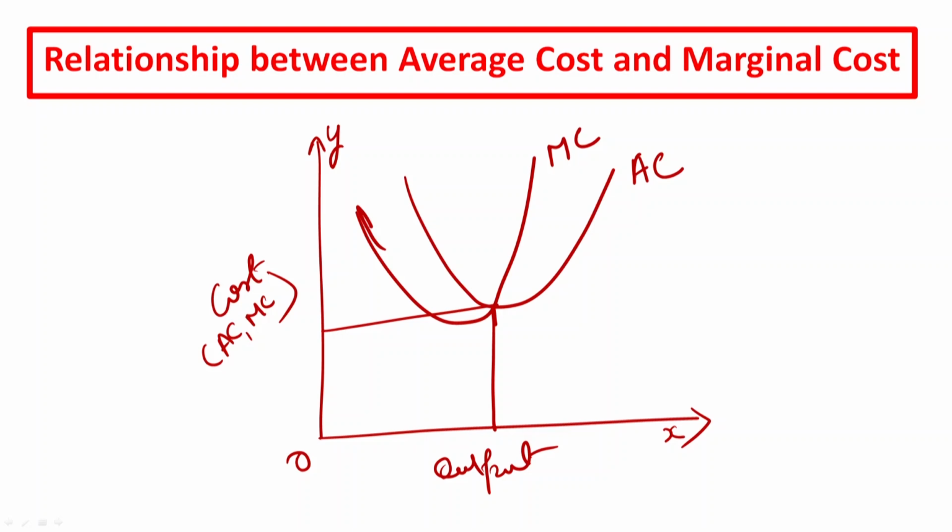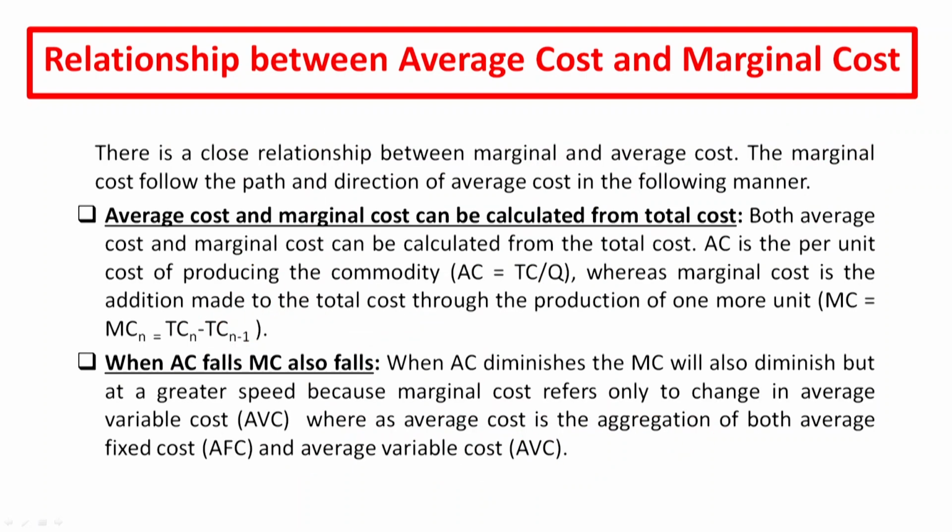The important point is that average cost and marginal cost can be calculated from the total cost. You know that average cost is equal to total cost upon quantity, whereas marginal cost is equal to total cost of n unit minus total cost of n minus 1 unit. That means both average and marginal cost can be calculated from the total cost. This is the first relationship between the average and marginal cost.